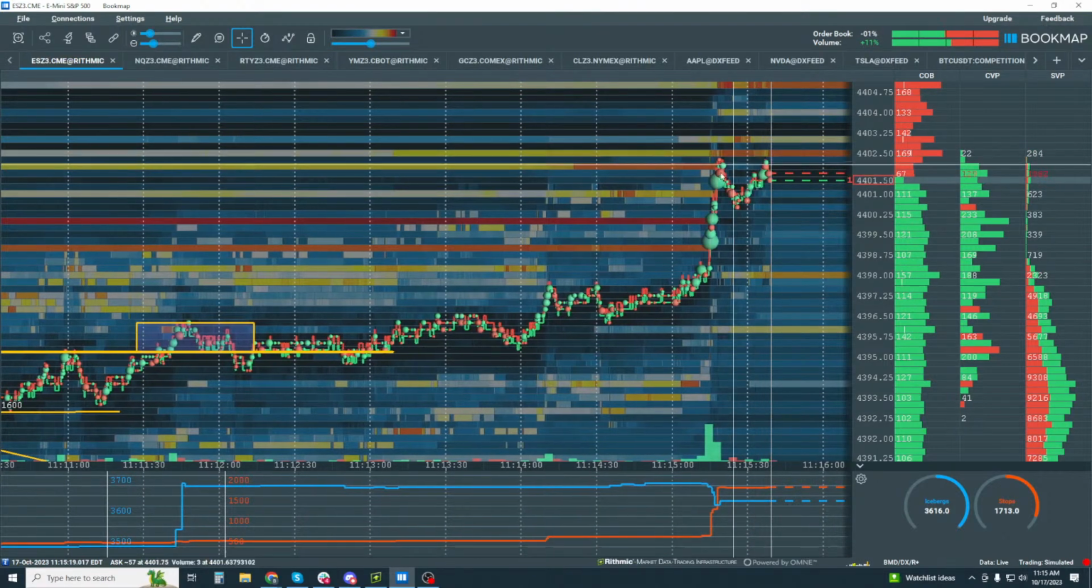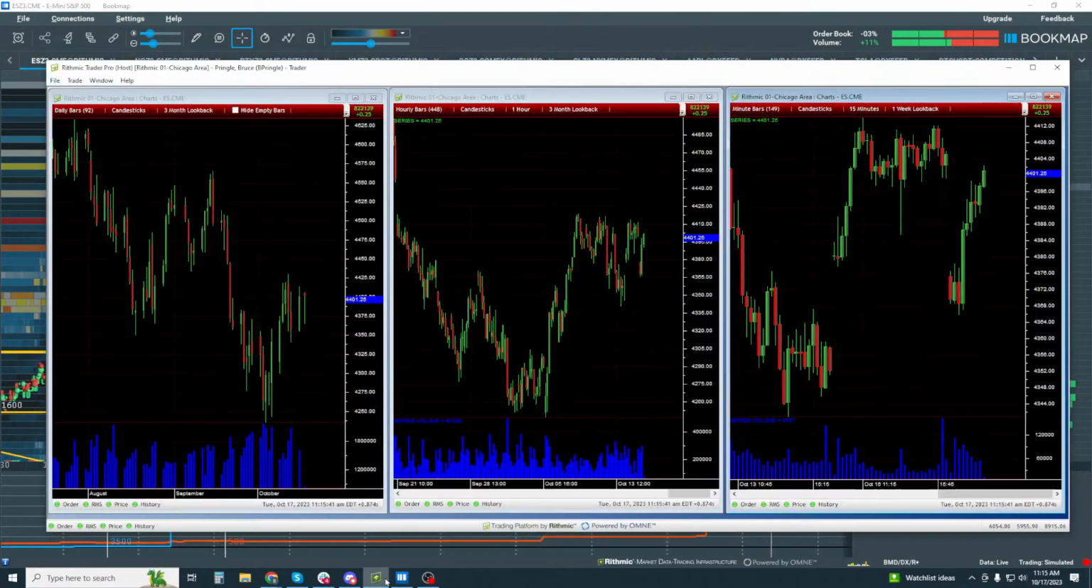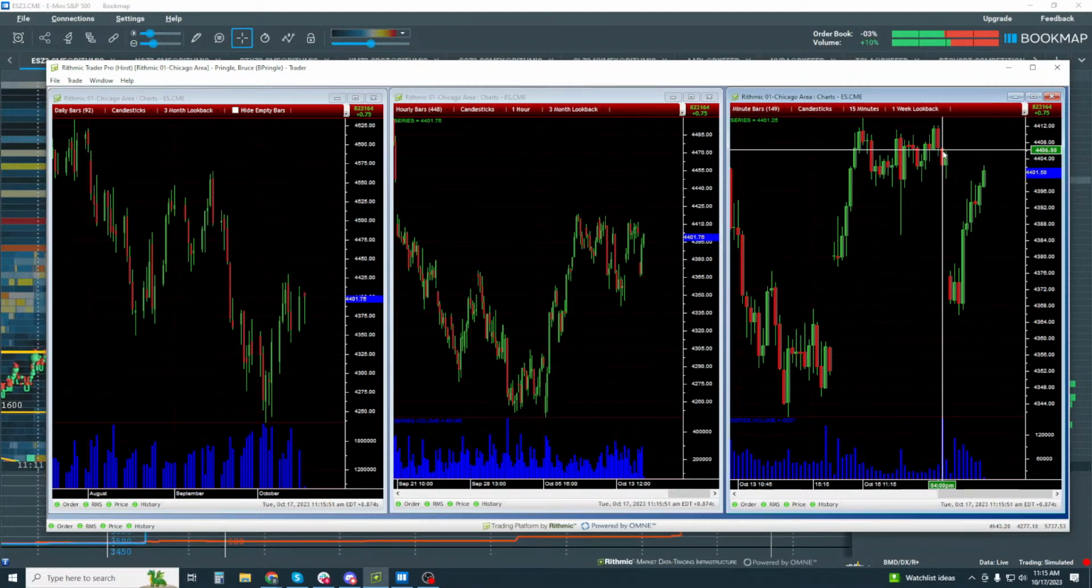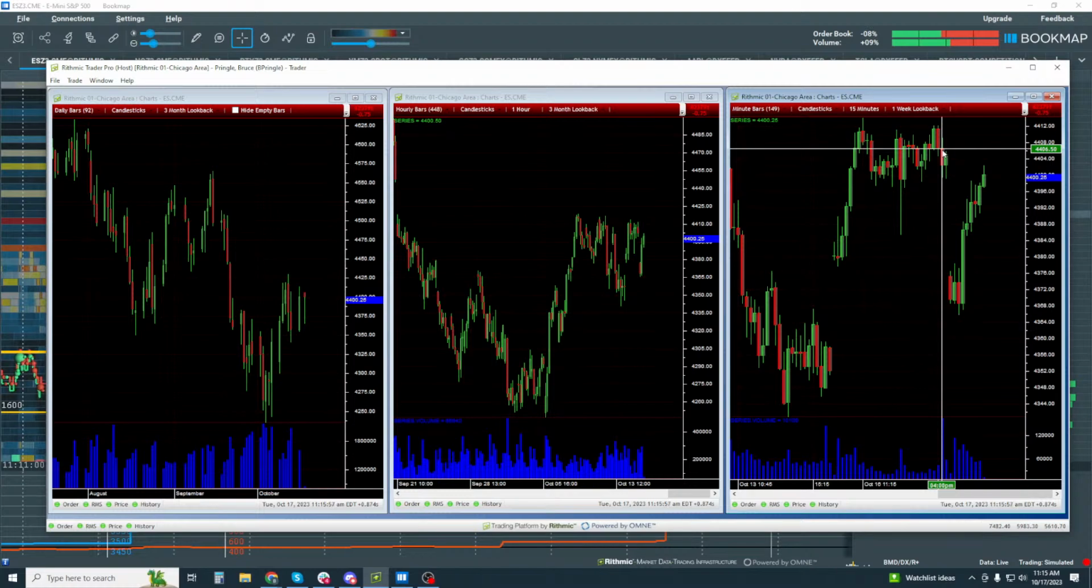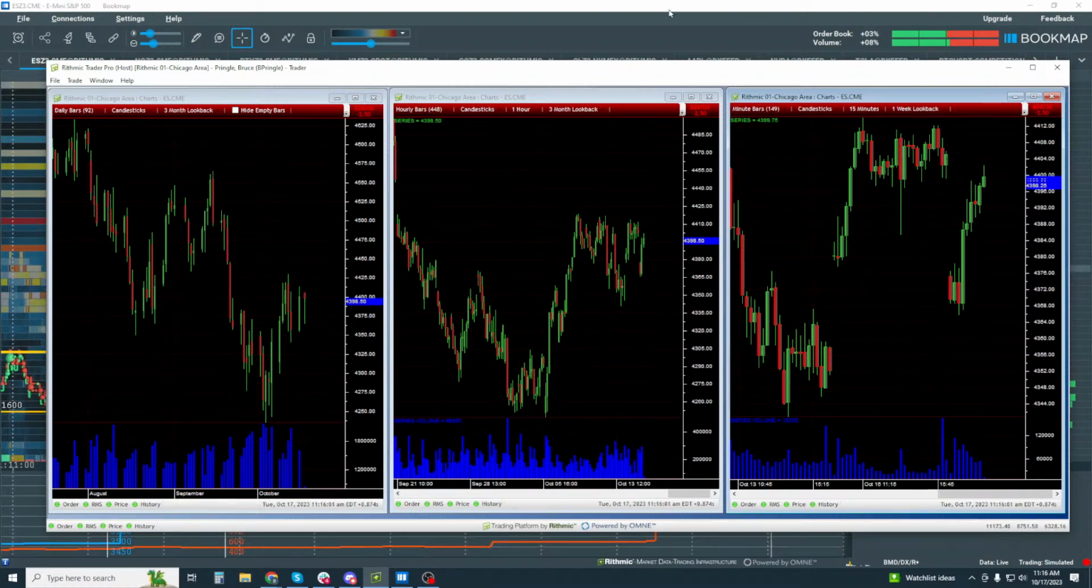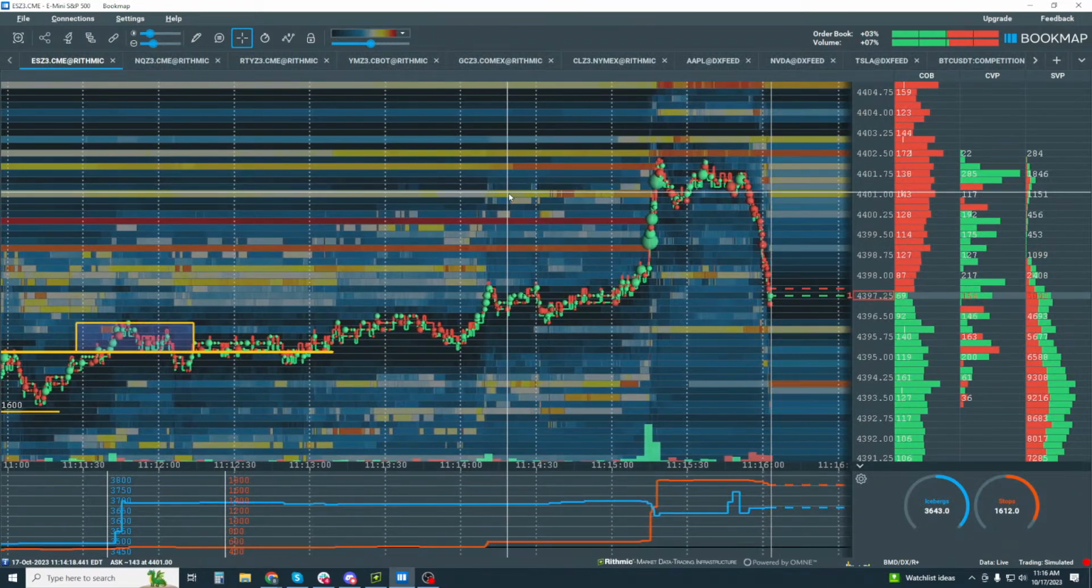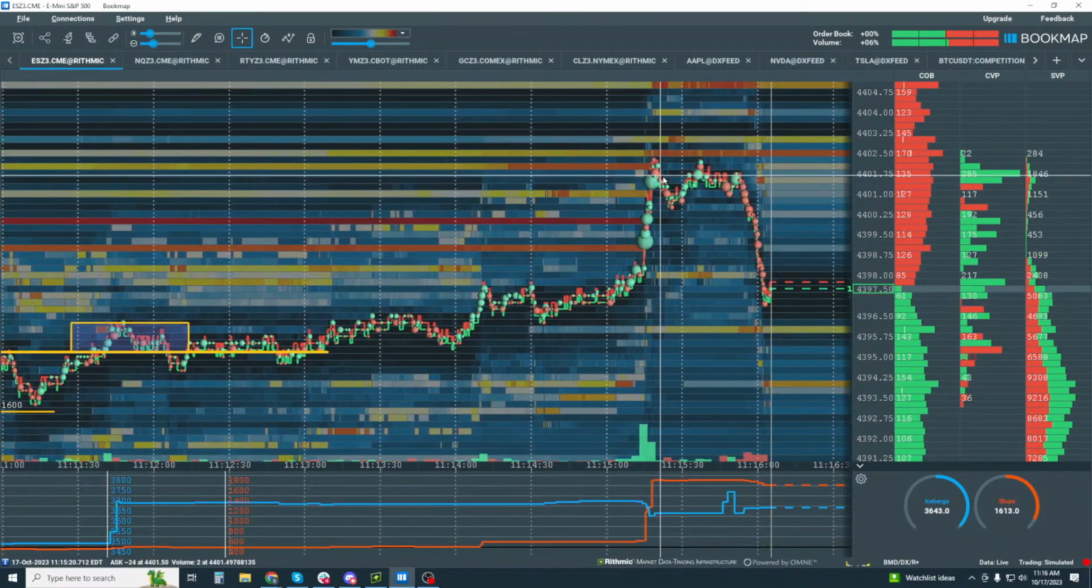Okay, so we're up at 02. And into these wicks up in here, we're still looking for 05 as the gap fill and or point of control from yesterday. High volume node from yesterday. Probably around here, around 06, 07.5, something like that.